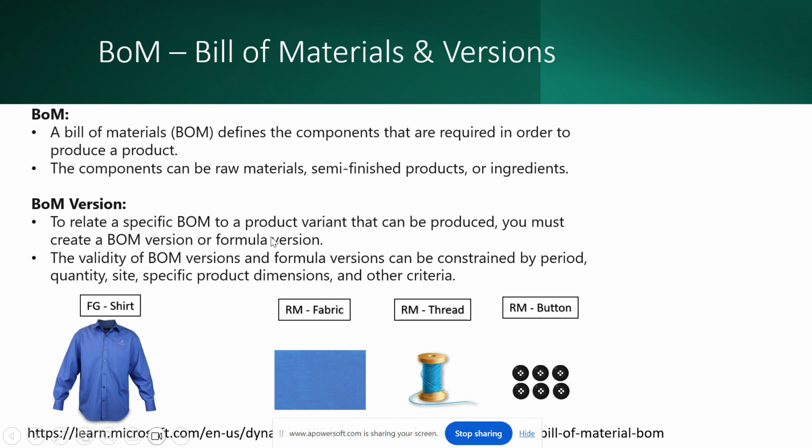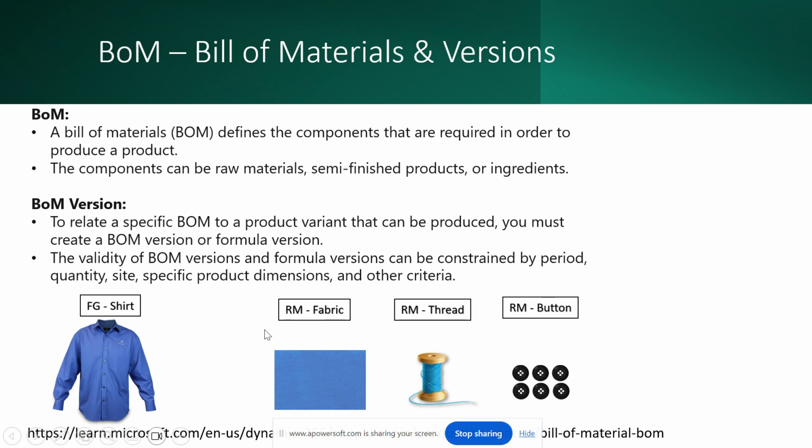So based on the product variant, you can have multiple BOM versions, and a BOM version can be maintained by giving constraints like period, from what date to which date, or quantity, or site, or specific product dimensions. We will quickly see in this video how to create multiple BOM versions, and how to give these kinds of constraints by period, quantity, site and so on. So we will understand that also in this video, right?